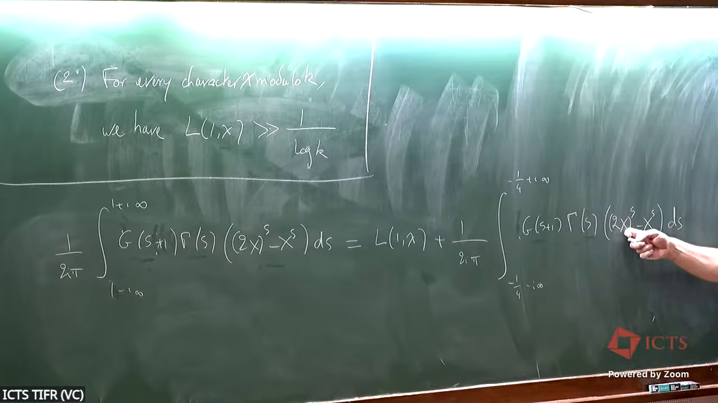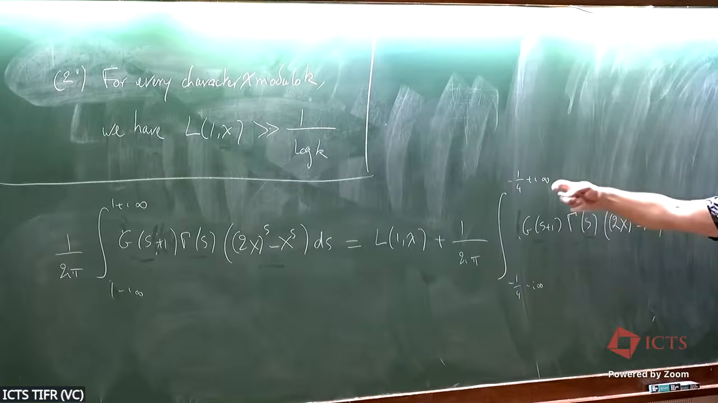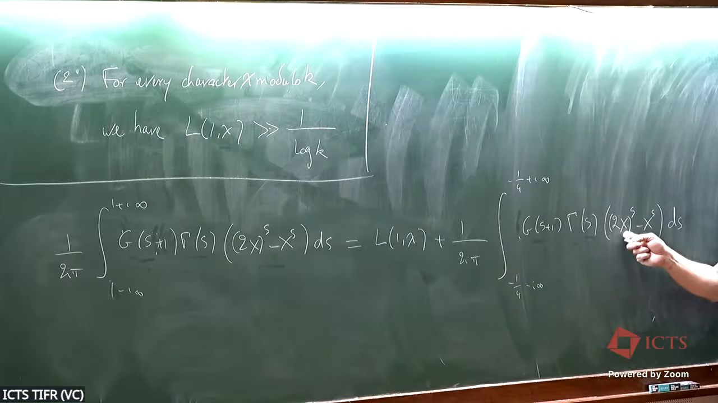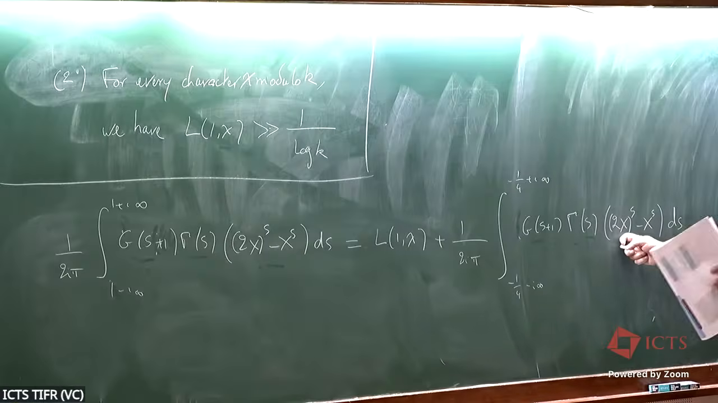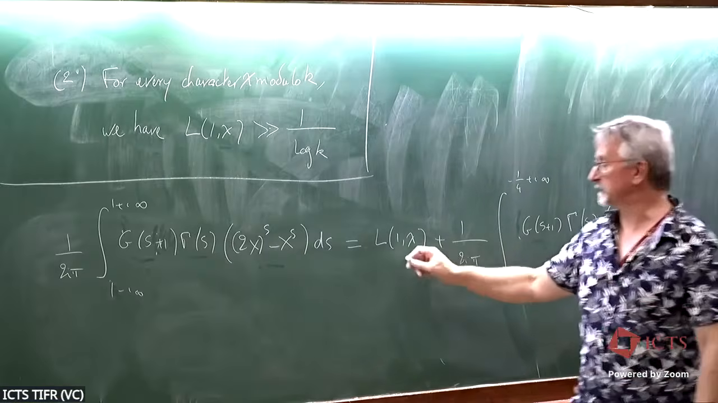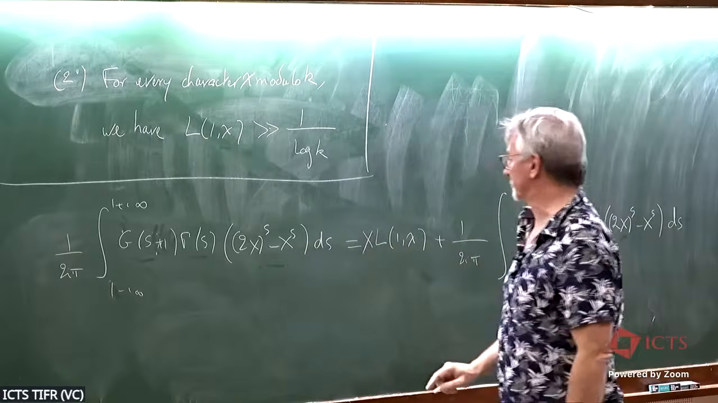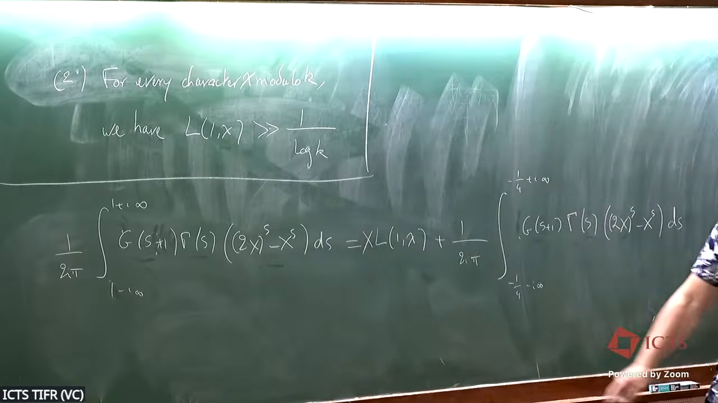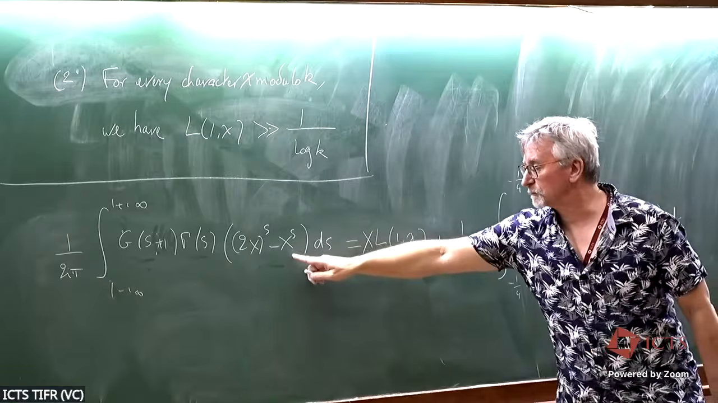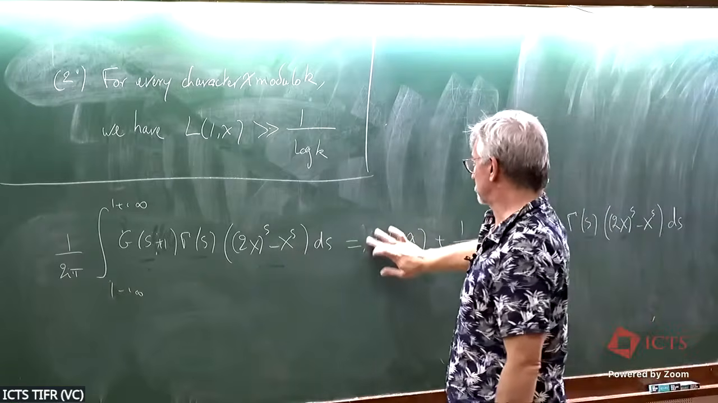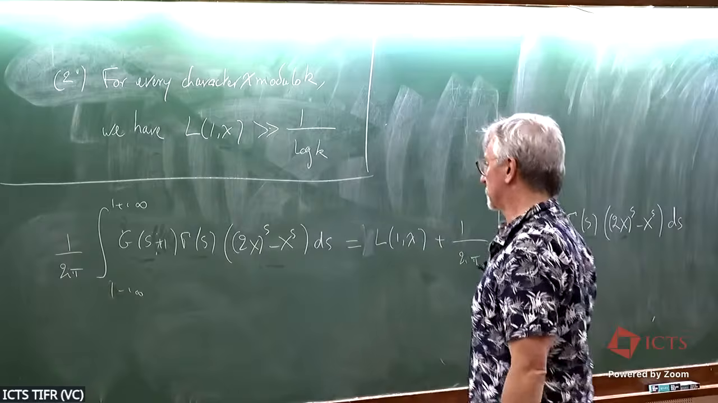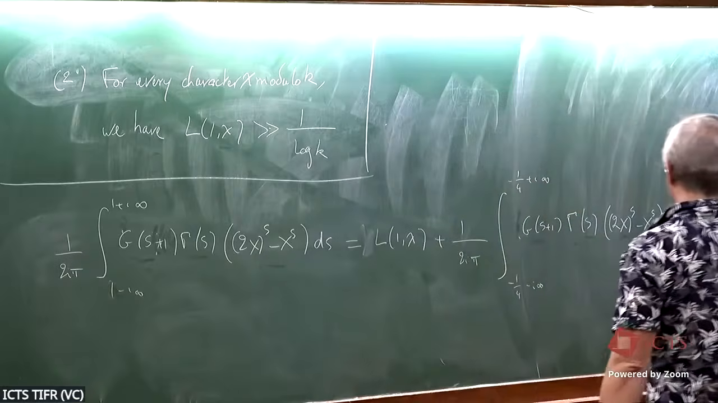And here, you're going to save an x to the minus 1/4. So you're going to save a power of x. Remember that the lower bound you have is 1 upon log x. And here there's an x. Okay.